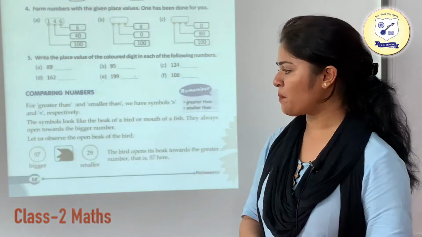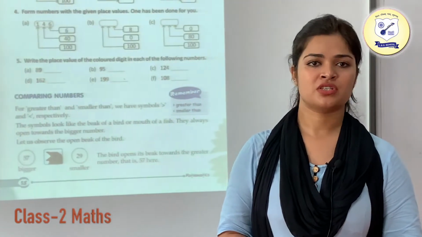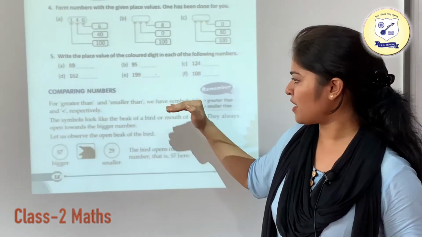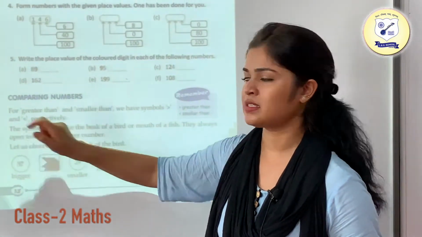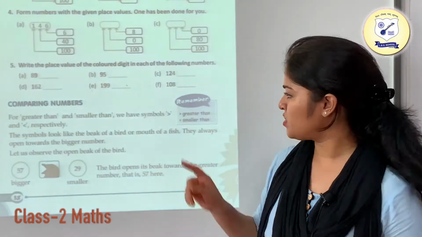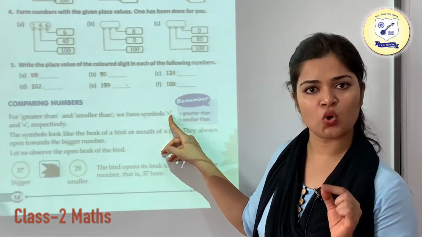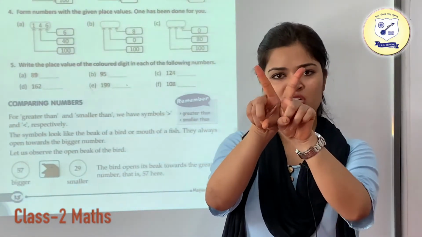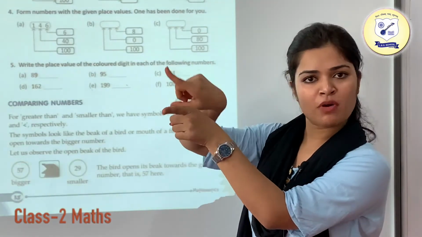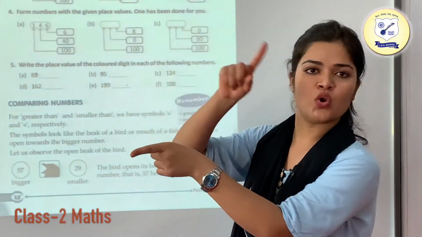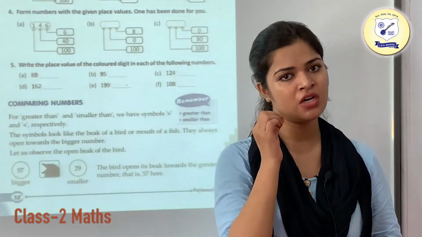So now our next topic is, you need to compare the numbers. Okay. For the greater than and the smaller than, we have these symbols. What you are going to do is, you can see that we are having a mouth open at one side, and on one side we are having a closed mouth. Like you are having this, so this is going to be a symbol, and the open mouth is denoting your greater one, and the closed mouth is going to denote your smaller one.